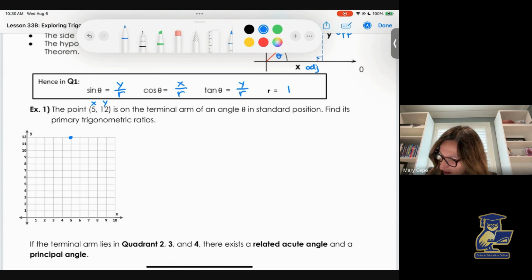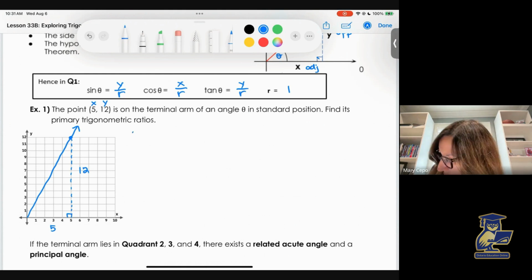Again, making sure that the vertex is at that origin (0, 0). Find its primary trig ratios. So I'm going to just indicate, you always want to create that right angle triangle. That's why we can use these trig ratios. So we know that x is 5, y is 12. We don't know the radius, but we can easily determine it using the Pythagorean theorem.